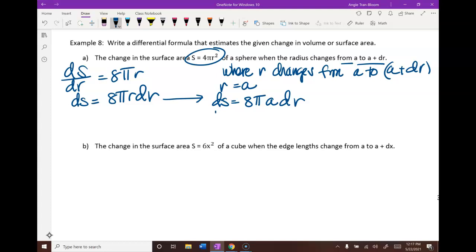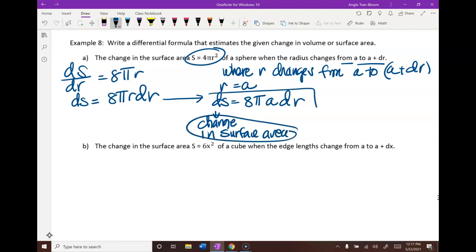So ds, students, is the change in surface area. Okay, and box that up. All right, let's try B.